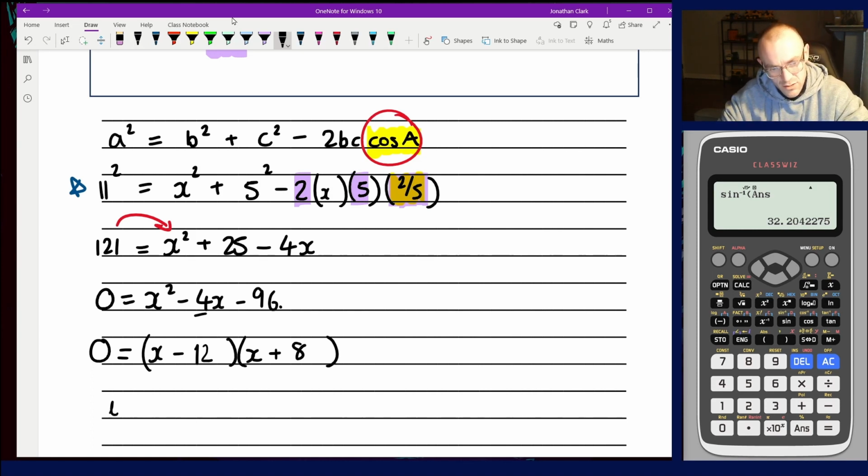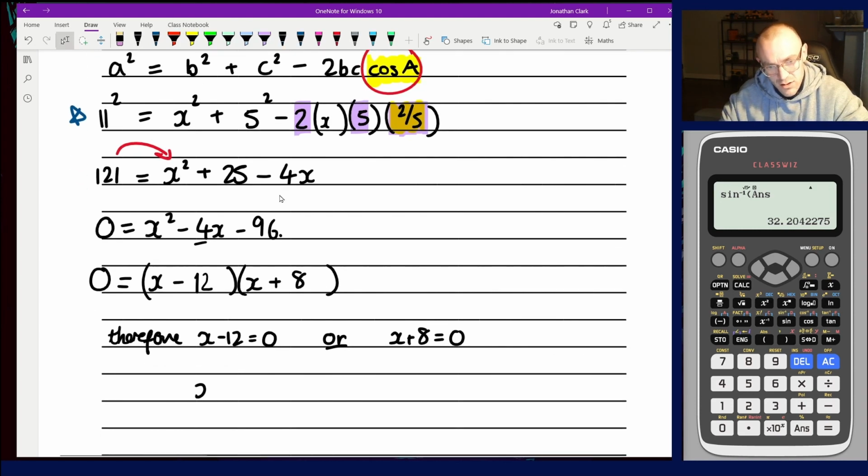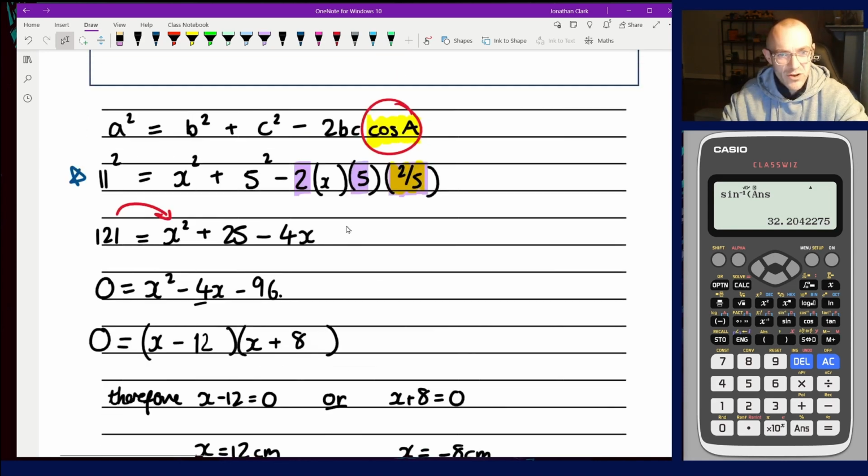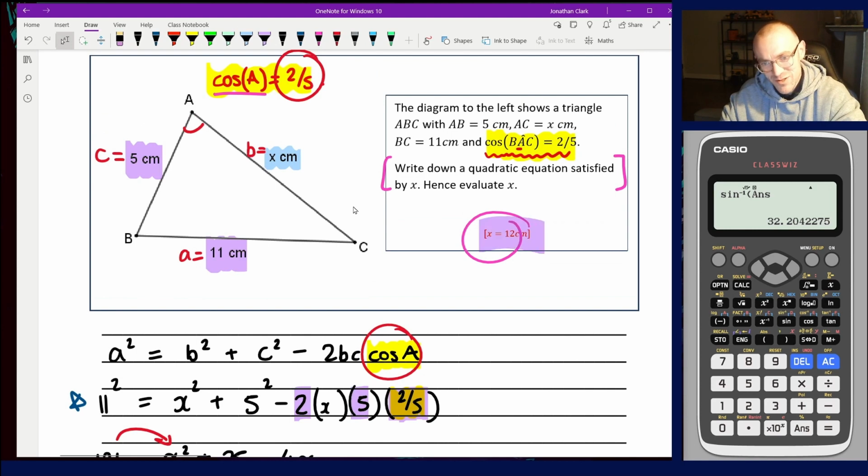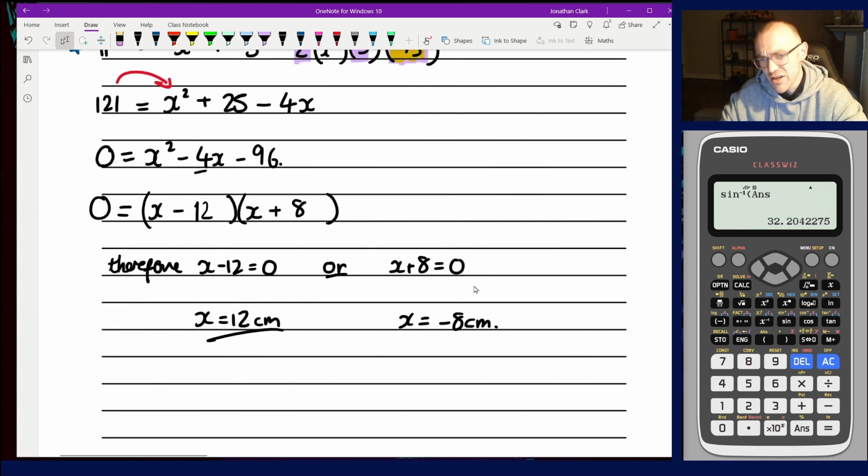Tells me either x minus 12 is 0 or x plus 8 is 0. This tells me that I have a side of 12 centimeters, or this one tells me that it could be minus 8. We already know the answer is set up here that it was 12. We just have to justify why it can't be this.